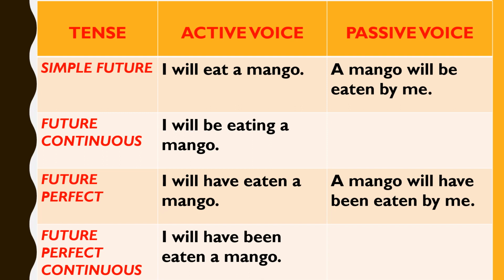Next, future continuous, we can't change it. Future perfect, I will have eaten a mango. When it is the will have eaten form, it is changed into will have been eaten, right? So the sentence becomes a mango will have been eaten by me.